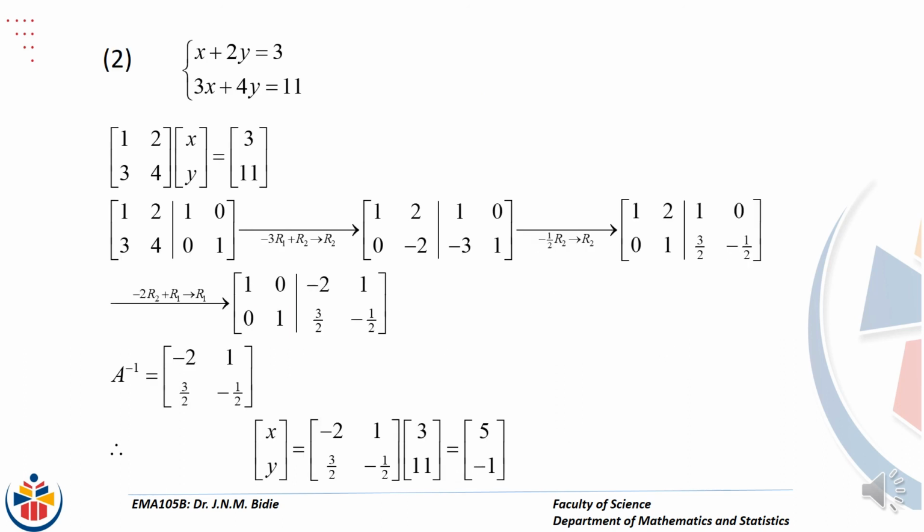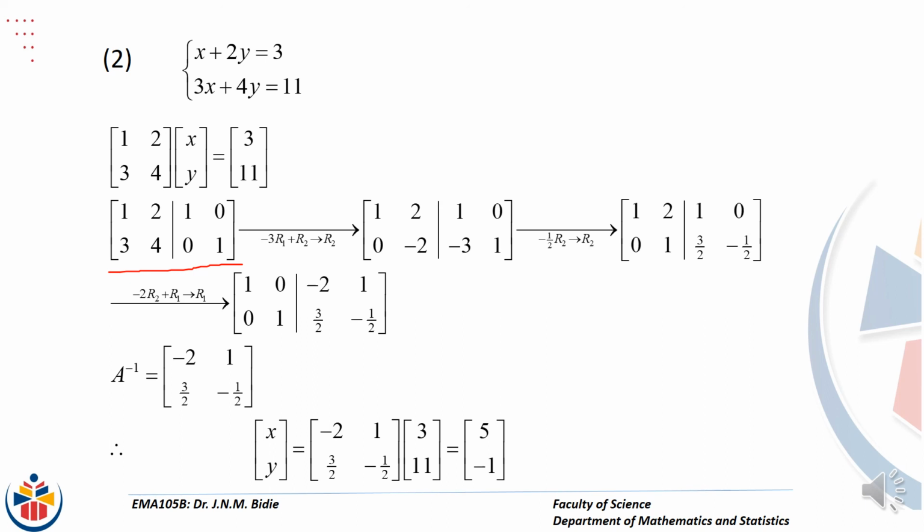Number 2, x plus 2y equal to 3, 3x plus 4y equal to 11. Same story. First things first, matrix format. The next one, augmented matrix with an identity matrix of the same size. 1, 2, 3, 4, 1, 0, 0, 1. Now, here, I already have 1 there. All I need to do is to remove 3. So I multiply the first row by negative 3 and add that to row 2 and substitute in row 2.